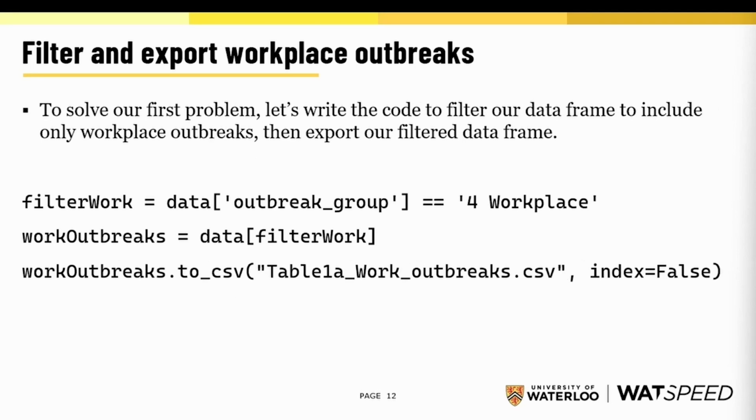If you gave it a try, perhaps you came up with the following solution. We create a variable to hold our filter condition, in this case where the outbreak group is equal to for workplace. Then we filter our data frame using the filter condition, and then we use the to_CSV function to export the workplace outbreaks. Let's confirm this code works.